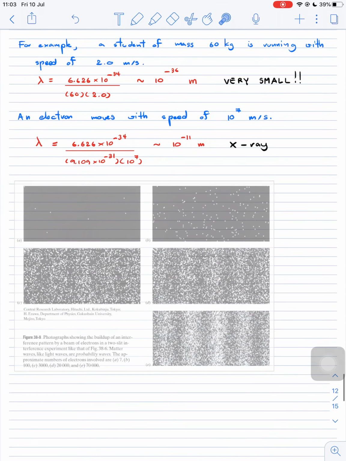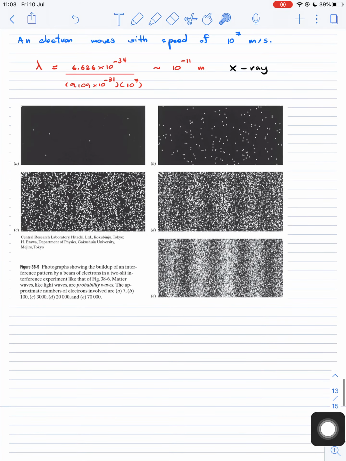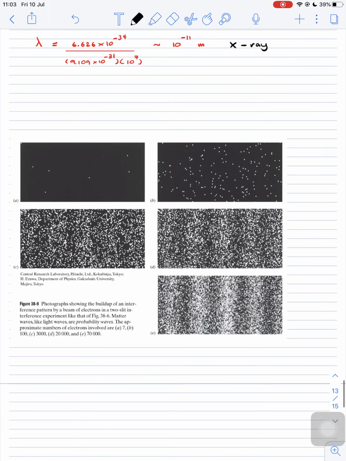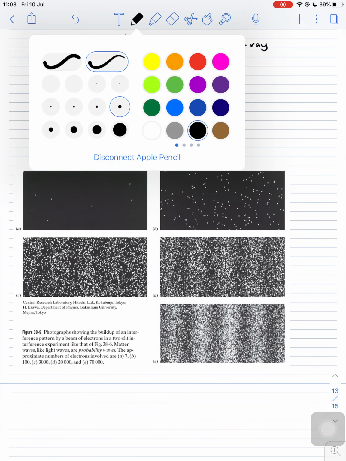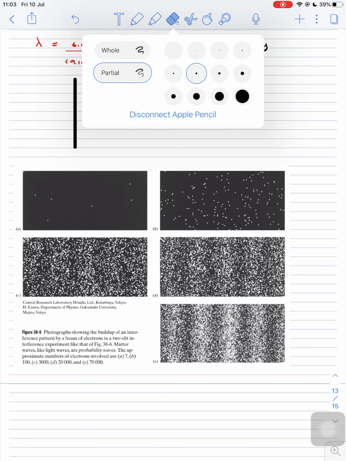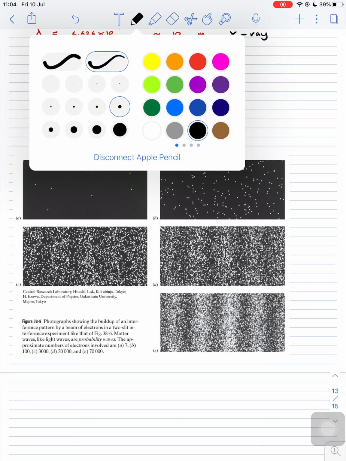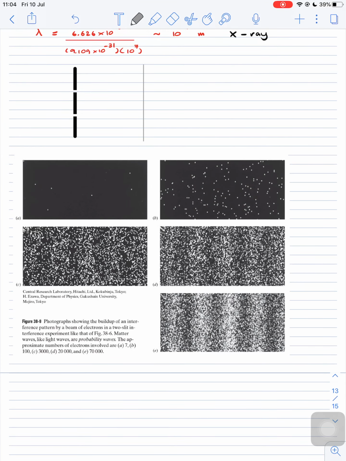So let's look at this picture. This picture comes from the double slit, diffraction and interference by the double slit. Let me draw a picture first. If we have the double slit here, and then we have the screen on this side. Actually, it should be black. Okay, we have the screen.